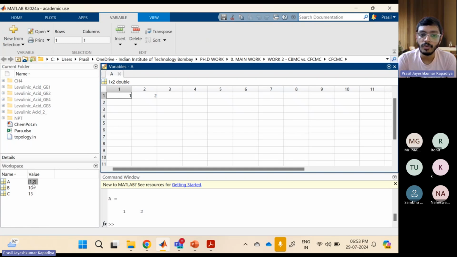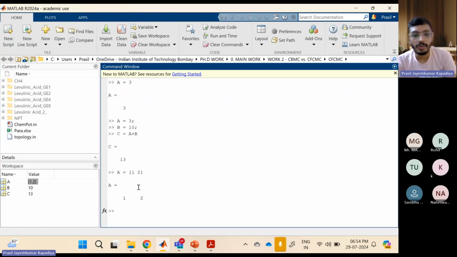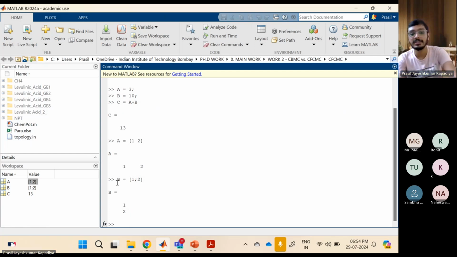There is only one row and two columns. So only one row, so it is called a row matrix. When you are defining a row, you don't need to put any commas in between. But let's say I want to define a column. So one, then I will put one semicolon and then I will keep two and close the bracket. So it will print it like this, in the form of a column.